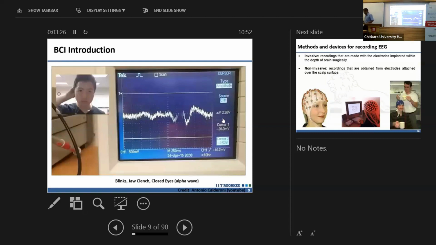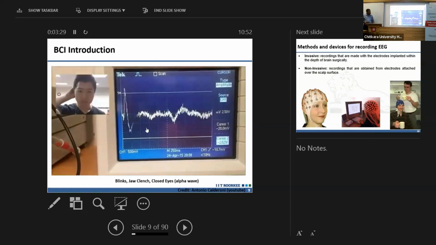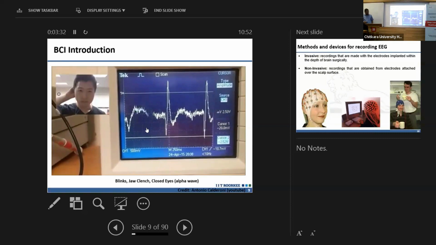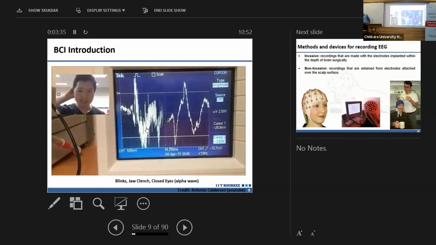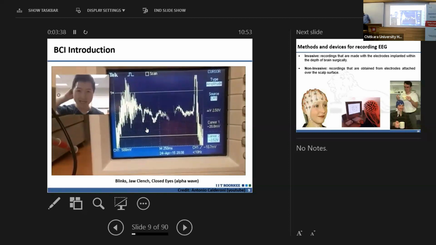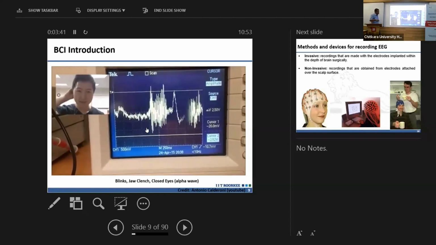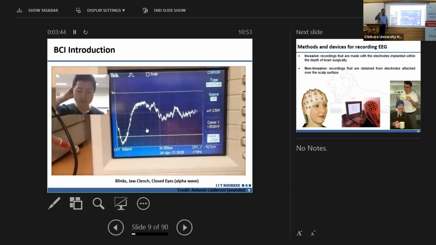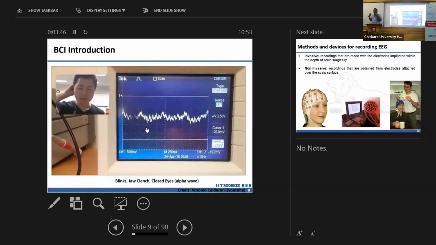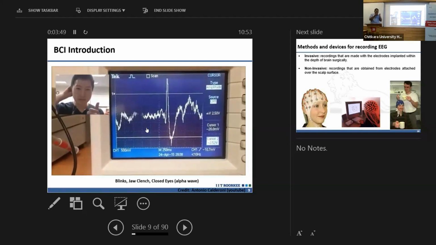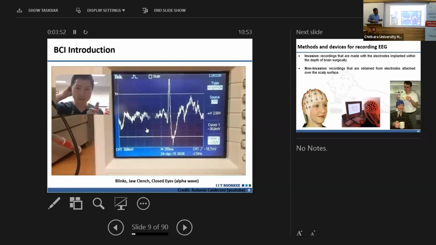Here you see that this guy is doing 3 different activities: jaw clenching, then blinking, closing eyes. His signals will be different according to his activity. He is doing some muscular events, and accordingly the EEG signals are different. So let us consider, if we get the signals, can we understand the other part? When he is blinking, when he is jaw clenching, when he is closing his eyes. So we have signals and we want to understand his activity.